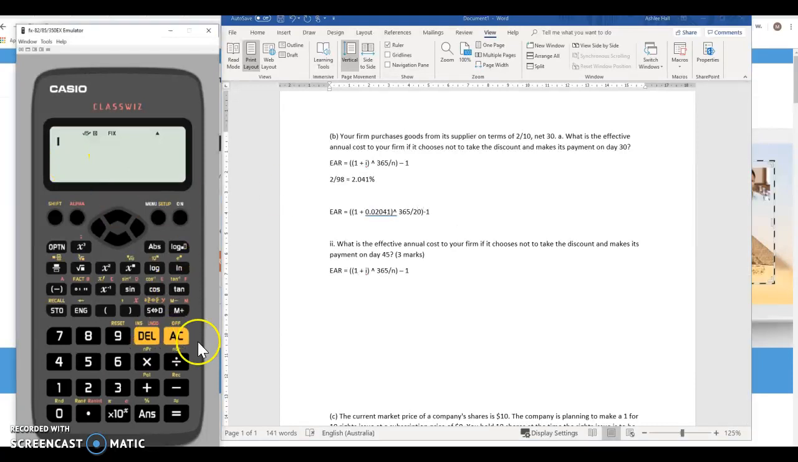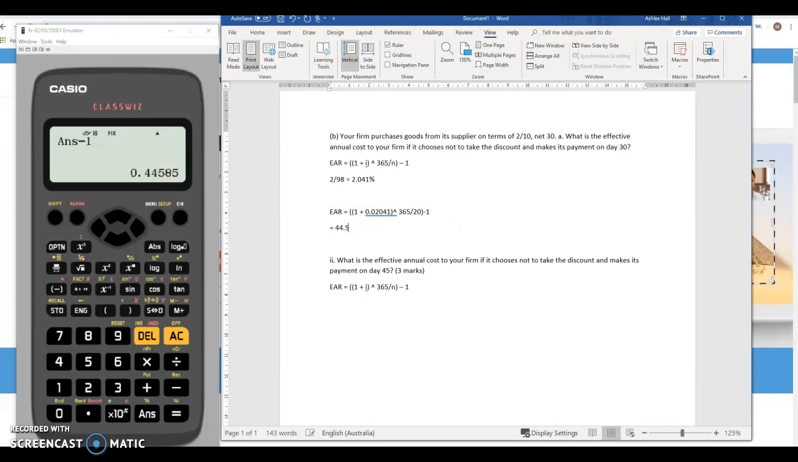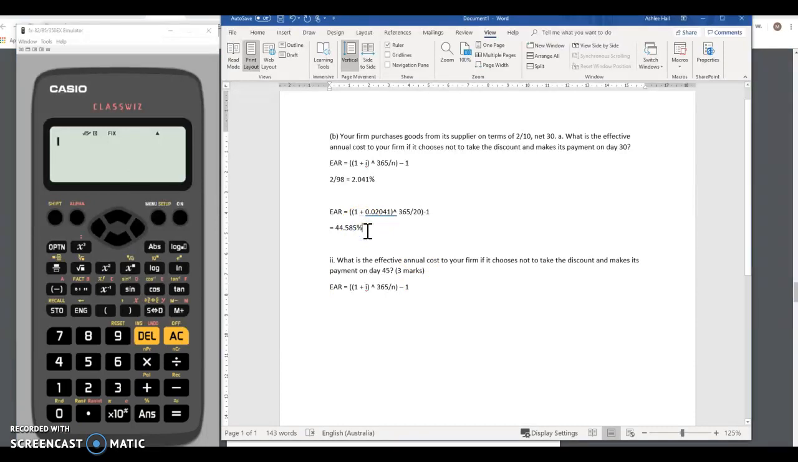Now I'm just going to put this into our calculator. Let's do it from the very beginning: 1 plus the actual interest calculation, to the power of 365 divided by 20, is equal to 1.44585, and then minus 1 as the last part of the formula is equal to 44.585%. And in the final solutions, they've rounded it up to 44.6%.